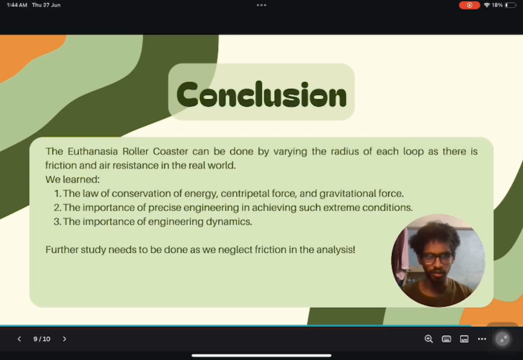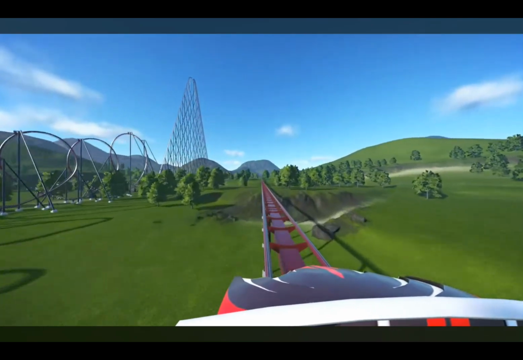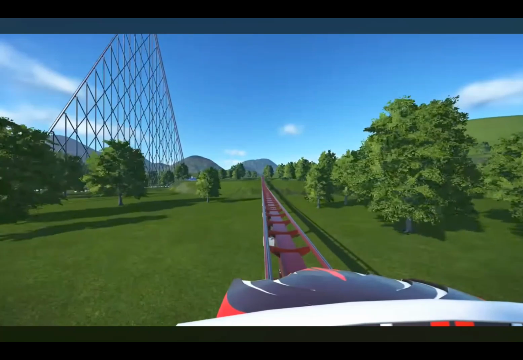In conclusion, a euthanasia roller coaster can be done by varying the radius of each loop, although there is friction and air resistance in the real world. By calculating the velocities in the analysis, we had a clear understanding of the ride's dynamics despite ignoring the friction. Overall, this analysis proves the importance of precise engineering in achieving such extreme conditions.